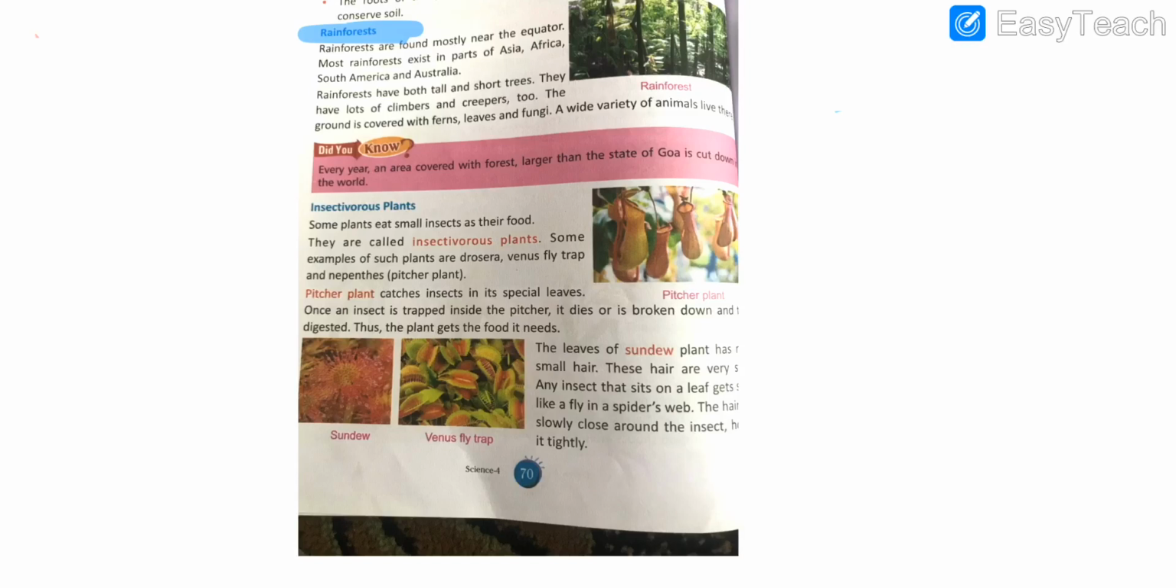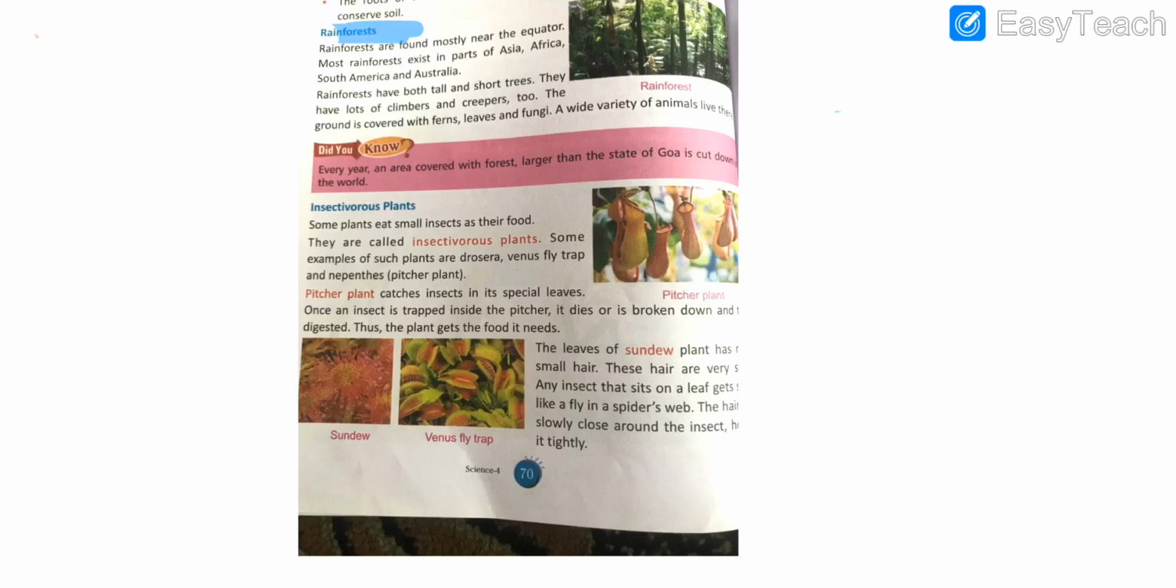And so far we have read about different kinds of plants and the different kinds of adaptations of plants living in different kinds of habitats. And today we are going to read one more topic from the same chapter, that is rainforests.